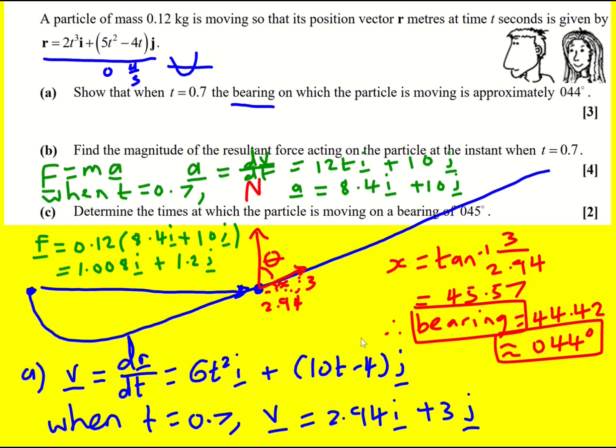And therefore the magnitude, I'm going to come up here. We can then apply Pythagoras' theorem again: 1.008 squared plus 1.2 squared, square rooted.